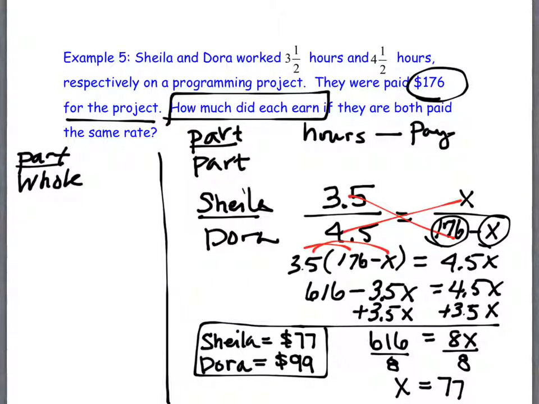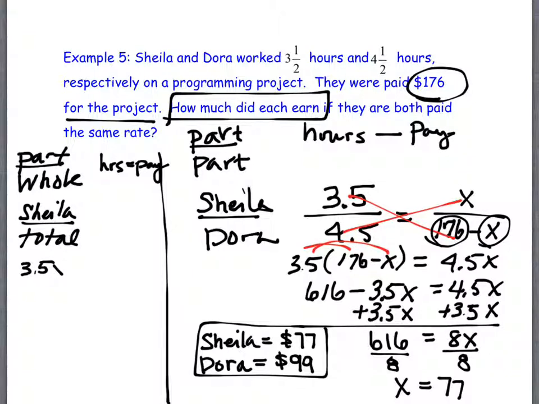So part to whole will be comparing one of their portions to the whole that they all did. So we can pick a person. We'll pick Sheila. But we could just as easily pick Dora. We're comparing Sheila to the total. So Sheila worked. Again, we're still comparing hours to pay. Okay, so that part's still the same. So Sheila worked was it 3 or 4? Which one's hers? 3.5. Thank you.